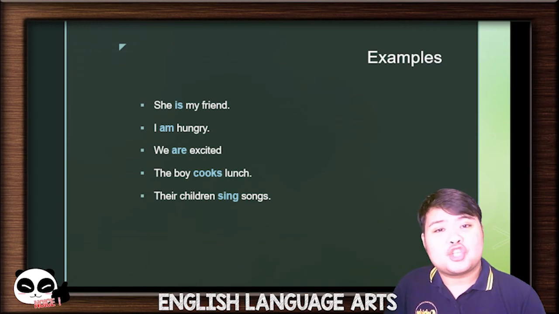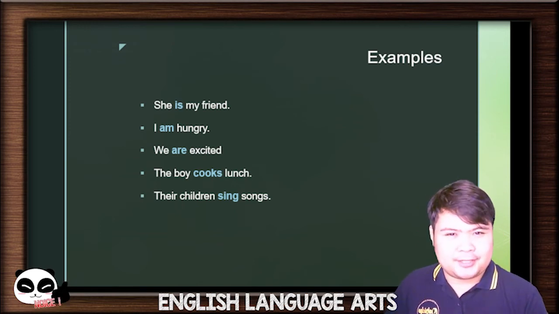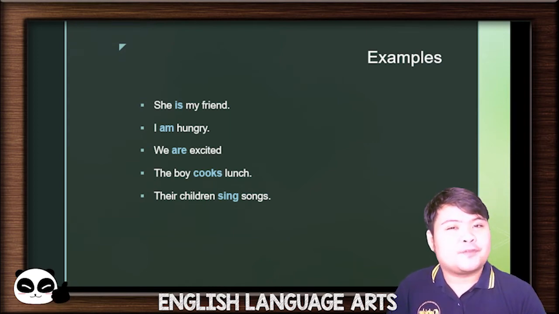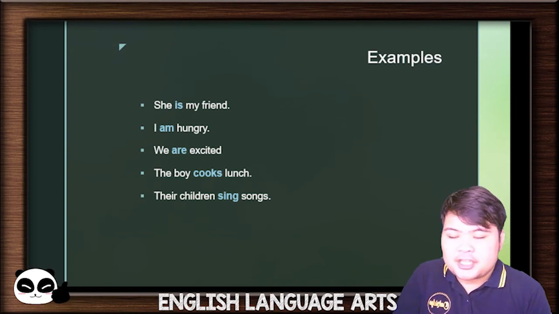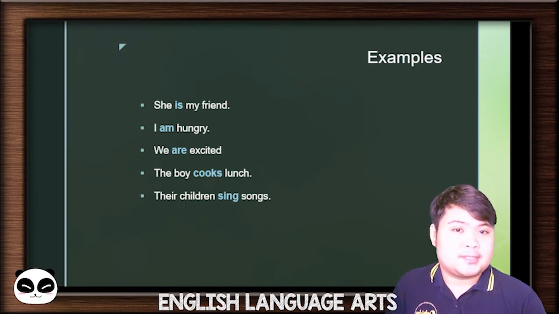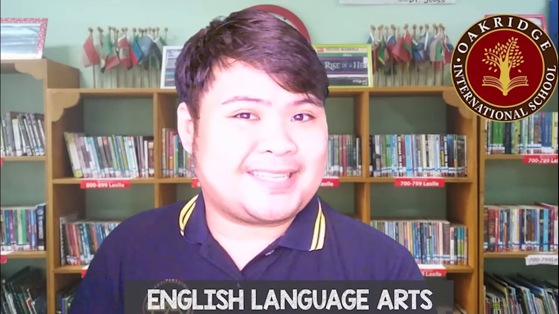The children sing songs. Children is plural. Yes, it's the plural of child, children. And so since that is plural, sing. The base form for sing is sing. You don't touch it, you don't add anything, just keep it as is. Sing. Songs. There we go. And that basically is your simple present tense.